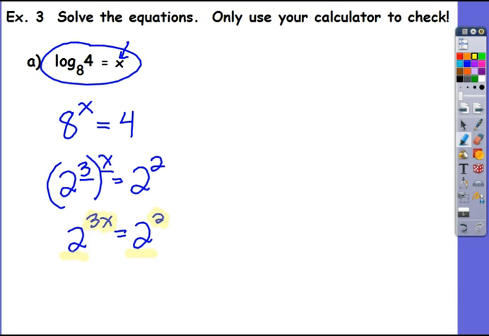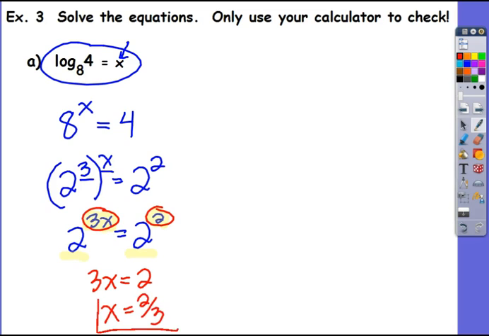If I have the same base and these expressions are equivalent, well then wouldn't that mean that my exponents have to be the same? Or in other words, if these are equivalent, doesn't this exponent have to equal 2? So now I just set the exponents equal to each other since they have the same base, and my answer should be 2/3. Or in other words, 8 to the 2/3 power is going to give me out 4.